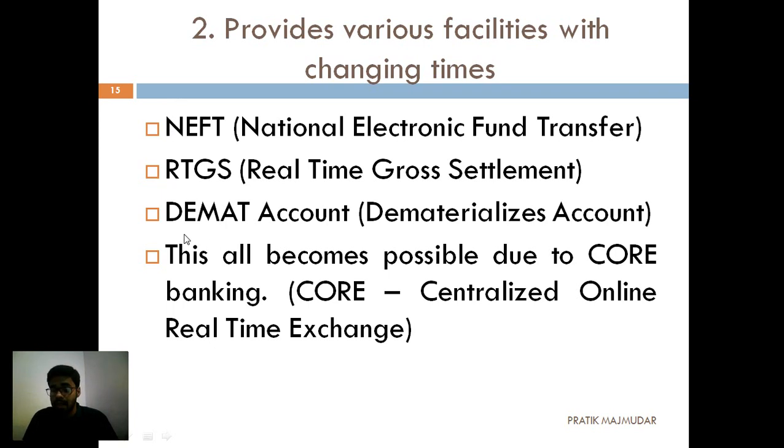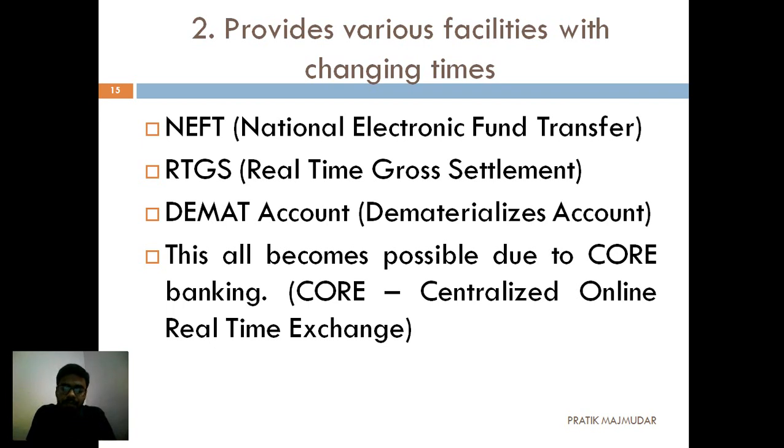Okay, now the third facility which was given by the bank, that is demat accounts. Demat means dematerialization of accounts. Previously, if you wanted to purchase shares, debentures, or bonds, you had to purchase them in physical form. But at present, you just need to open a demat account, and the shares can be purchased through it. They will be deposited in an electronic medium in your demat account.